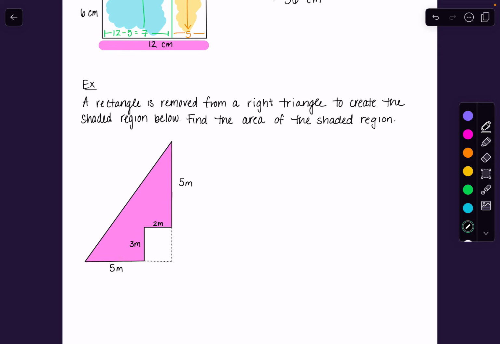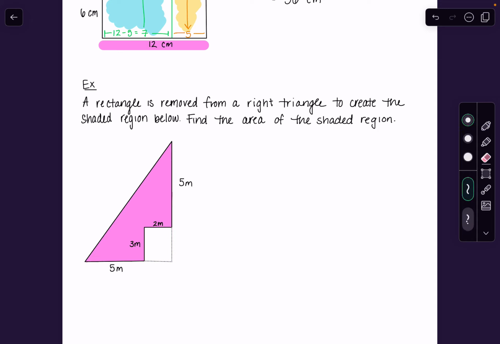Now for this next one, same kind of idea, but we're going to do area. We are told a rectangle is removed from a right triangle to create the shaded region below. Find the area of the shaded region. Again, right triangle just means we have this big triangle here, and there is that 90-degree angle within it.